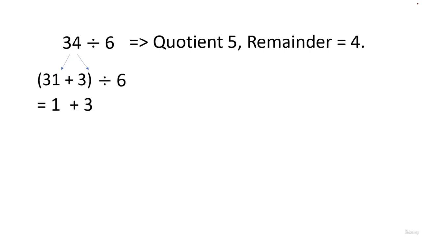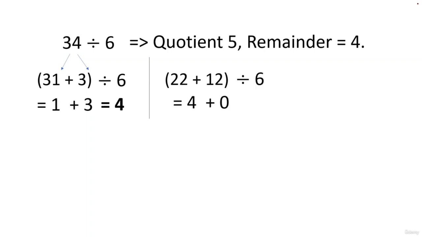What is the sum of the individual remainders? 1 plus 3, again 4, right? Same way, if I write this 34 now as 22 plus 12, what will be the remainder of 22 with 6? 22 on dividing with 6, the remainder will be nothing but 4, and what will be the remainder of 12? With 6 it will be 0, right? So in this case again the sum of the remainders, 4 plus 0, is nothing but 4, right?